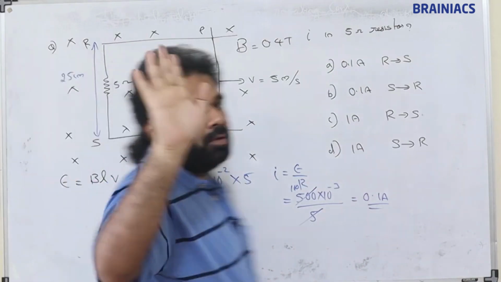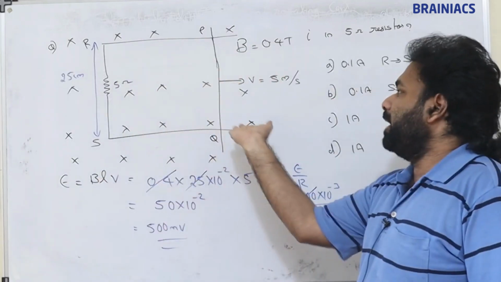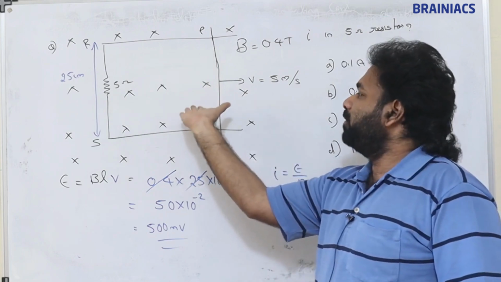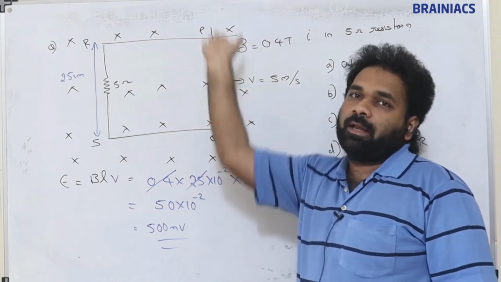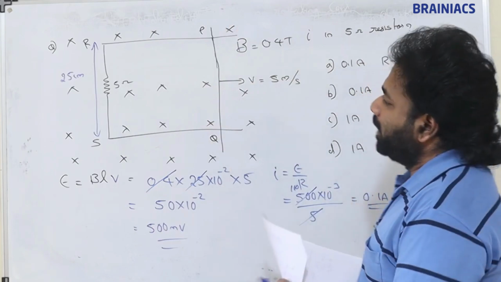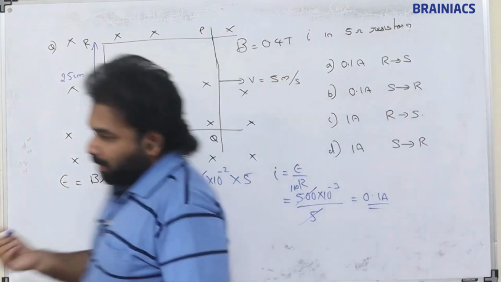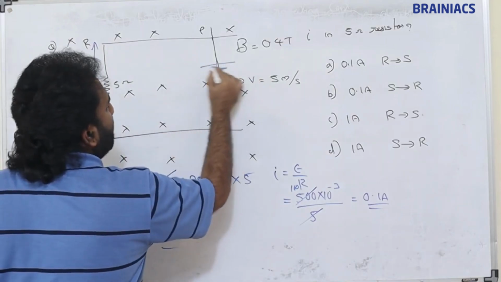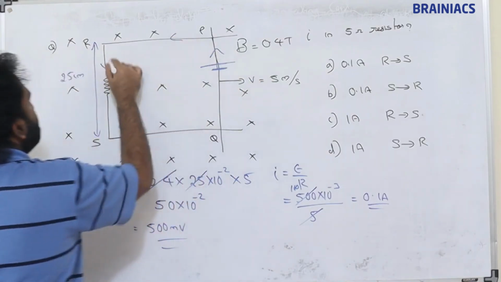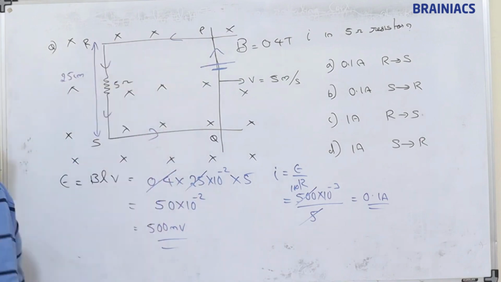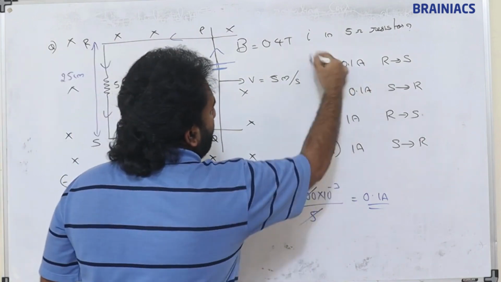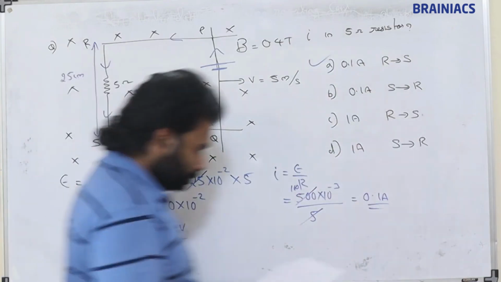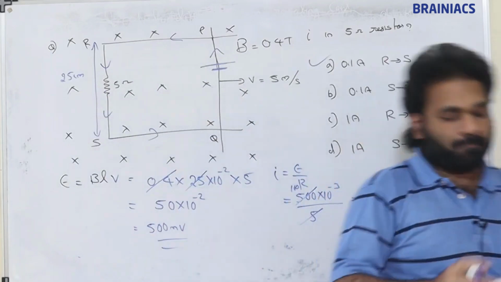So, the right hand palm rule. This is the direction of the magnetic field, and the direction of the thumb is the direction of motion. So this will be the direction of the positive terminal. If we keep the positive terminal like this, current will be flowing in this direction. So R to S. Clear?